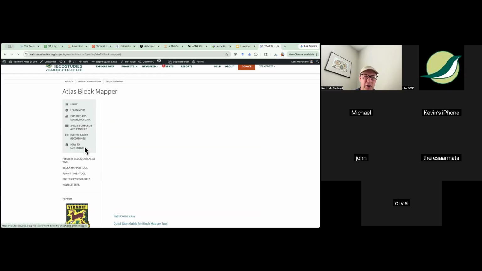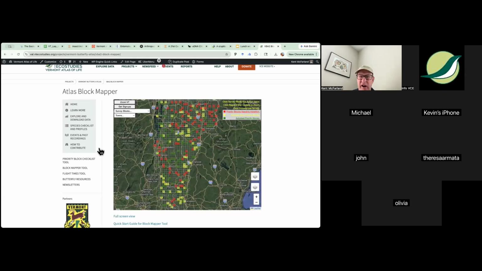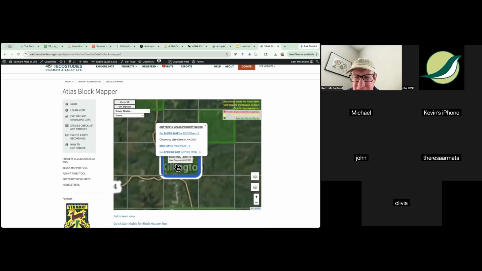The block mapper tool is the same as always. It's live data, so it loads slower. But this is where you can go and see and sign up for a block. You can click on a block and sign up for it. It's just a Google form. And then you can also click on a block. For example, I'm just going to zoom in and click on any old block.